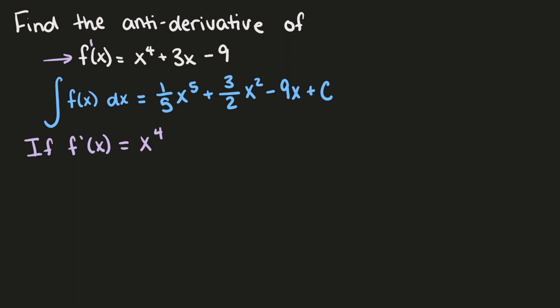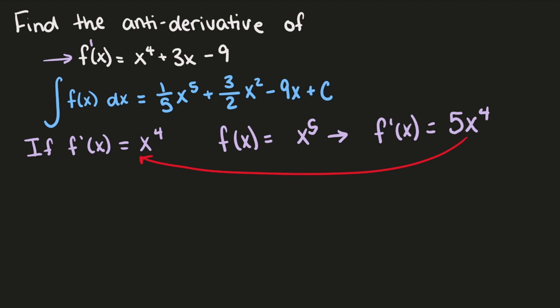Well, when we use the power rule, we know that if f of x is x to the fifth, when we derive that, f prime of x would equal 5x to the fourth. We want x to the fourth, not 5x to the fourth. So the only way that we get x to the fourth is if we have a 1/5 out in front. So now, instead of having 5x to the fourth, we would have 5 times 1/5 x to the fourth, which would equal x to the fourth, and that's exactly what we're looking for.